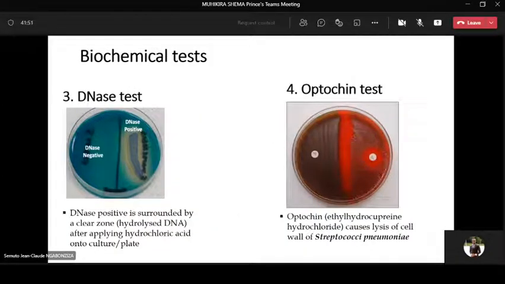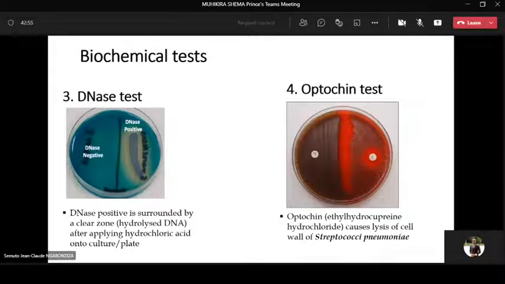So another biochemical test is the DNase test, which is also testing the ability of an organism to produce this free DNase enzyme. And the positive reaction is a clear zone surrounding the colony after applying hydrochloric acid on the plate. You can see a visible clearing surrounding your colony, and this is a positive reaction, while nothing changed here, it is dark. That is a negative reaction. We see that it is also used for staphylococcus to differentiate Staphylococcus aureus from other staphylococcus species.